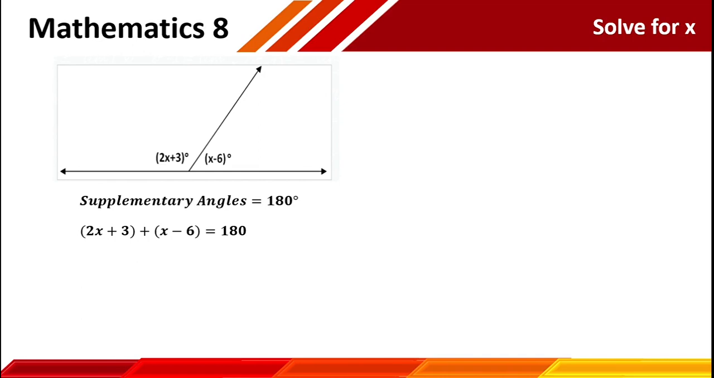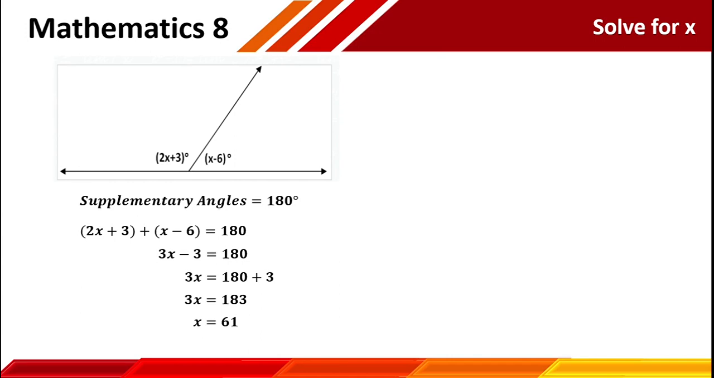Let's combine like terms. 2x plus x is 3x. 3 minus 6 is negative 3, equals 180. Using the addition property of equality, transpose negative 3 to the other side, so we will have 3x equal to 183. To find the value of x, divide both sides by 3, so x is equal to 61.